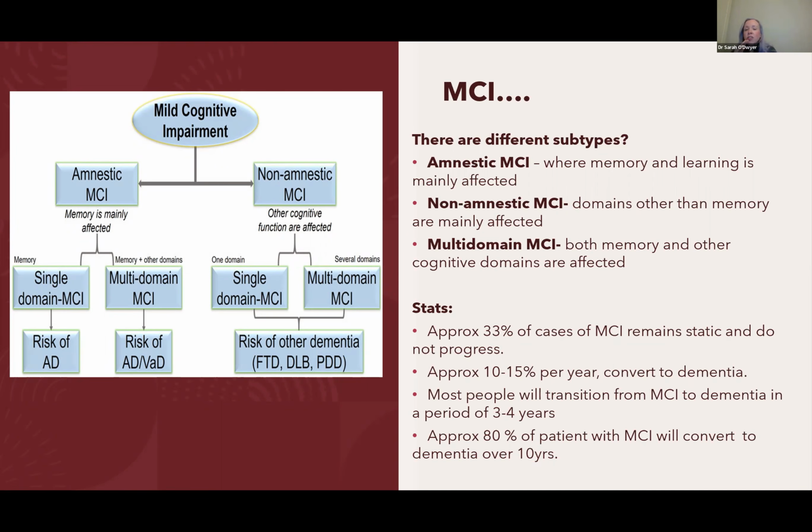So in relation to MCI, if you're given a diagnosis of MCI, the first thing people want to know is, well, what does that mean? And what does that mean in relation to developing a diagnosis of dementia? Am I going to develop a diagnosis? What can I do to prevent that?